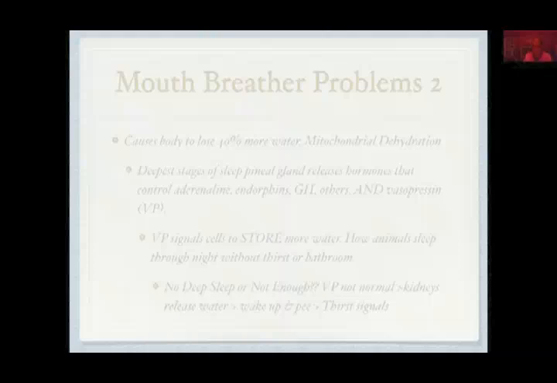The deepest stages of sleep is where the pineal gland releases hormones that control adrenaline, endorphins, growth hormone, and others, and also vasopressin. So vasopressin signals cells to store more of your water. And vasopressin is how animals sleep through the night without thirst or having to go to the bathroom. Okay, so waking up to go to the bathroom every single night or multiple times throughout the night is not normal.